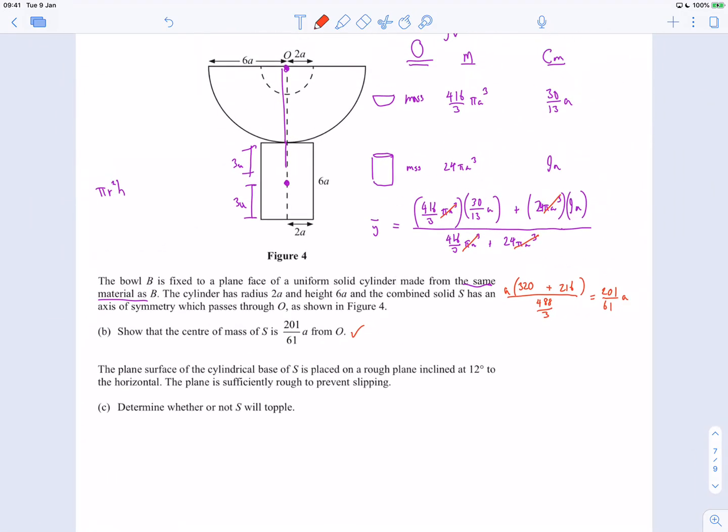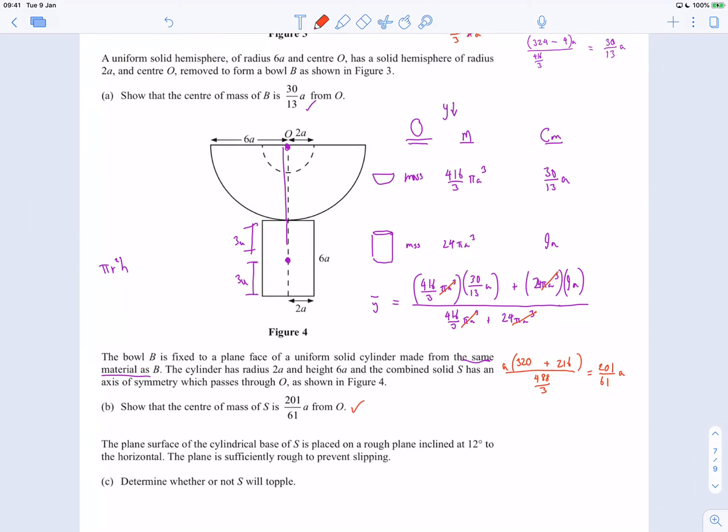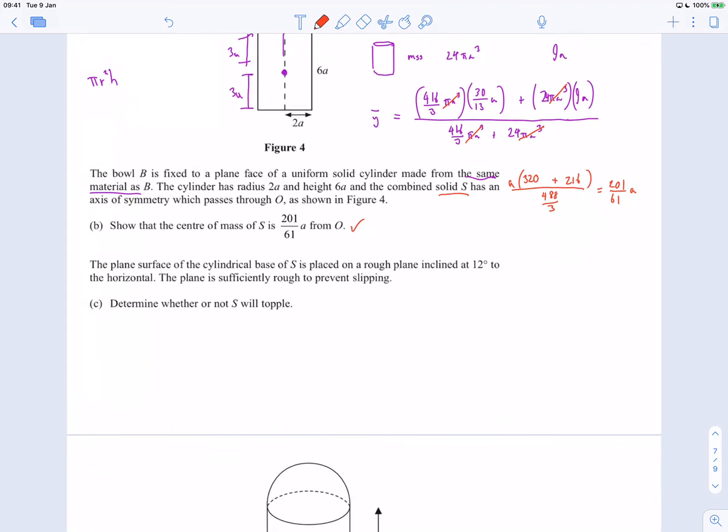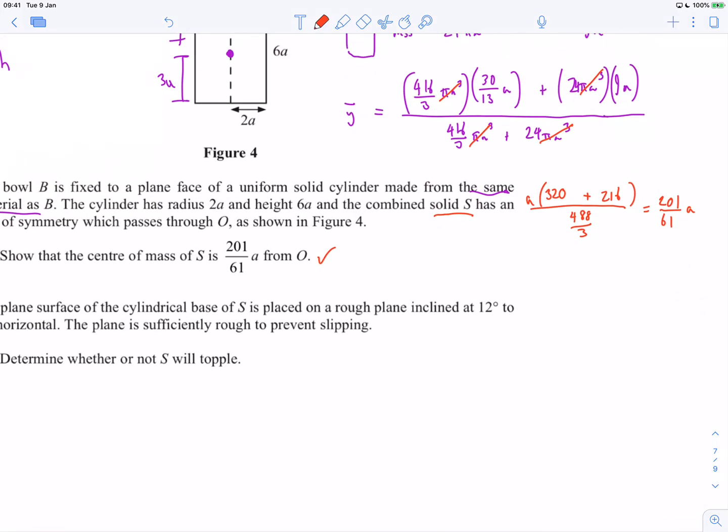Okay, the plane surface of the cylindrical base of S. Okay, so the combined solid is S. So the plane surface of the cylindrical base of S is placed on a rough horizontal plane inclined at 12 degrees to the horizontal. The plane is sufficiently rough to prevent slipping. Determine whether or not S will topple. Okay, maybe I haven't talked about this. Well, here's a good time.